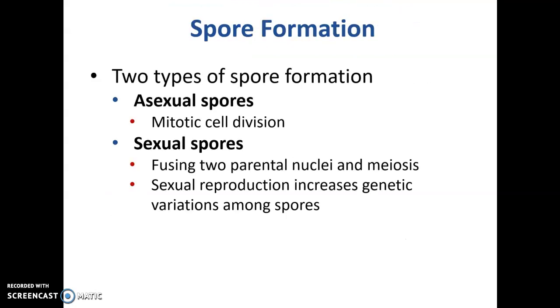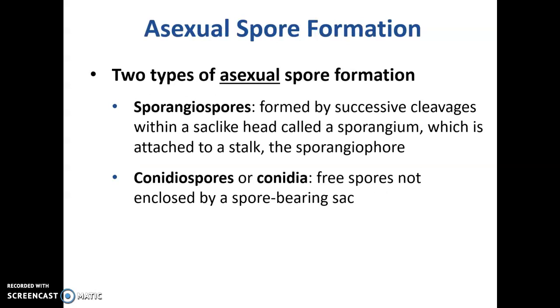So there's two types of spore formation. There's asexual spores and there's sexual spores. Asexual spores basically multiply by mitotic cell division, or mitosis. And sexual spores involve the actual fusing of two parental nuclei and then multiplying by meiosis. Sexual reproduction actually increases the genetic variation among spores, so it gives a little bit more variety in the spore.